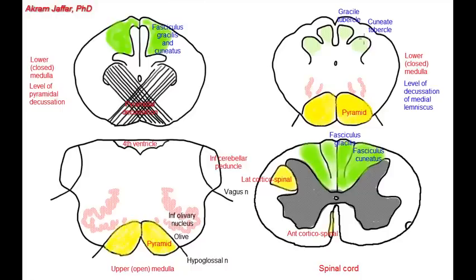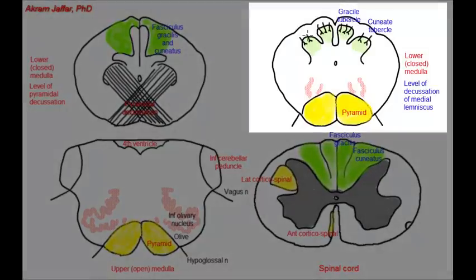Again, these fibers are first-order neurons whose cell bodies are located in the dorsal root ganglion of the spinal nerve, and they terminate on the neurons, which are second-order neurons, of the nucleus gracilis and the nucleus cuneatus.